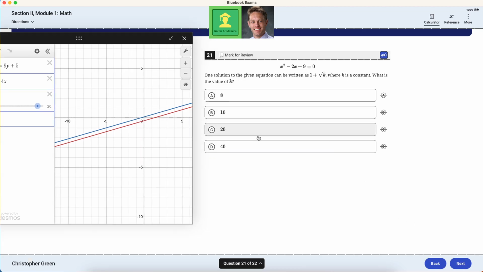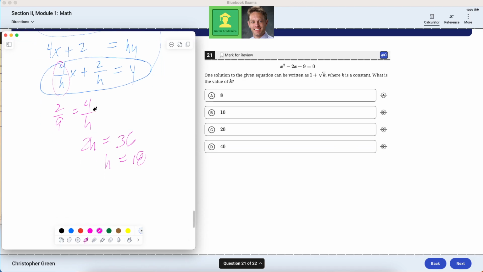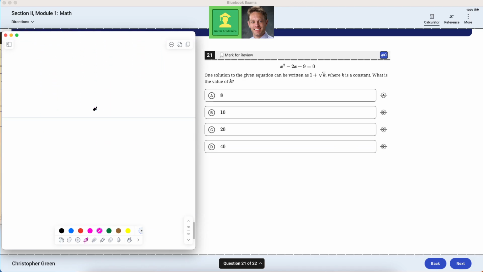One solution to the given equation can be written as 1 plus radical k, where k is a constant. So this is a quadratic that cannot be factored by hand because there is no pair of integers that multiply to -9 and add to +2, which means you have to do the quadratic formula. You have to do this the long way. You could also use Desmos to your advantage, although it's going to be a little bit confusing in this case. I would highly recommend that people actually know how to write out the quadratic formula.